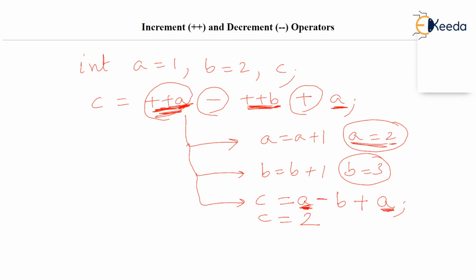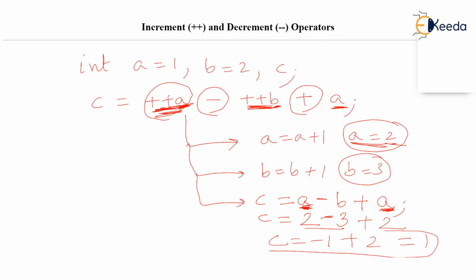You can't have one a at a particular moment as 2 and another a at a particular moment as 1. If you are committing that a is 2, then every instance of a in this expression should be taken as 2. What else remains here? B, there is no confusion about this. B is 3. So this expression becomes 2 minus 3 plus 2. So 2 minus 3 happens to be minus 1, plus 2, minus 1 plus 2 happens to be 1. So the final value of C is 1.